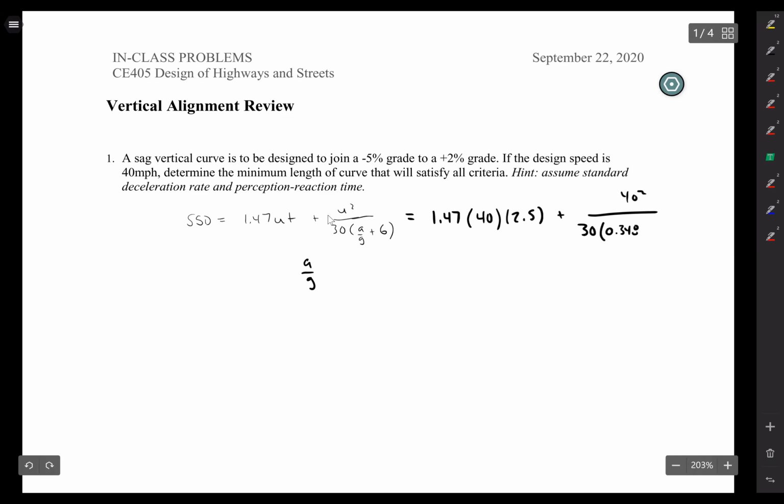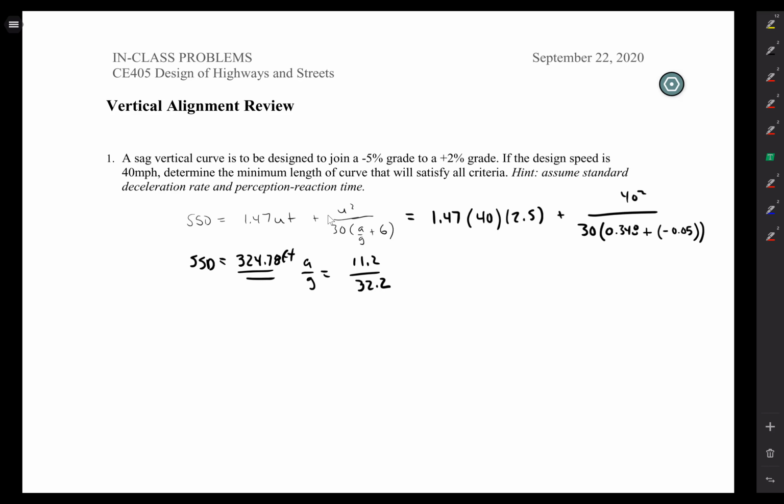Remember that A over G is 11.2 over 32.2. So 11.2 is our standard deceleration rate. 32.2 is acceleration of gravity. And then to that, we will add a negative 0.05, right? So in this case, a negative 5% grade is the limiting grade here. And that works out to be 324.78 feet for my stopping sight distance.